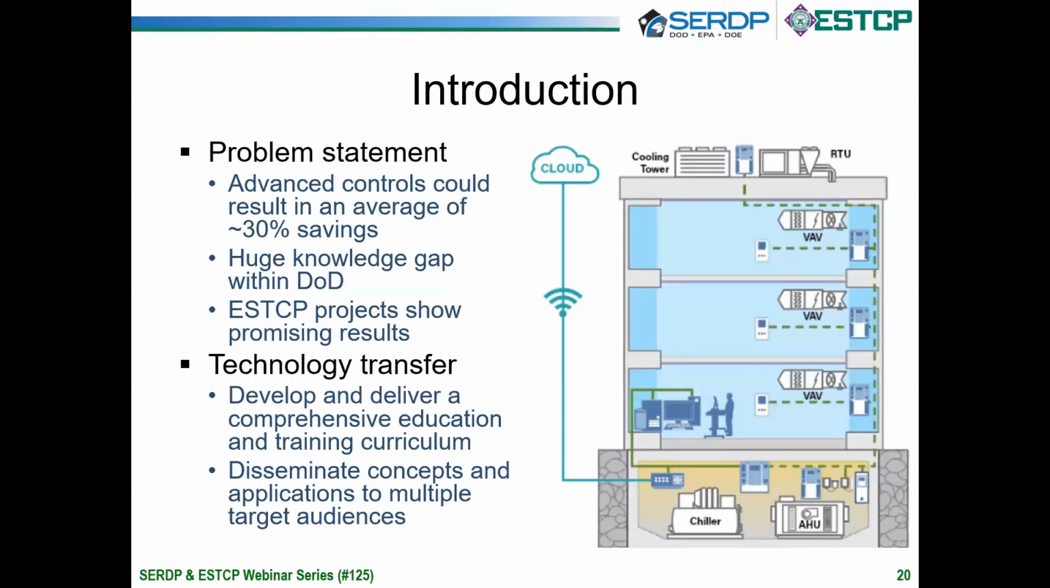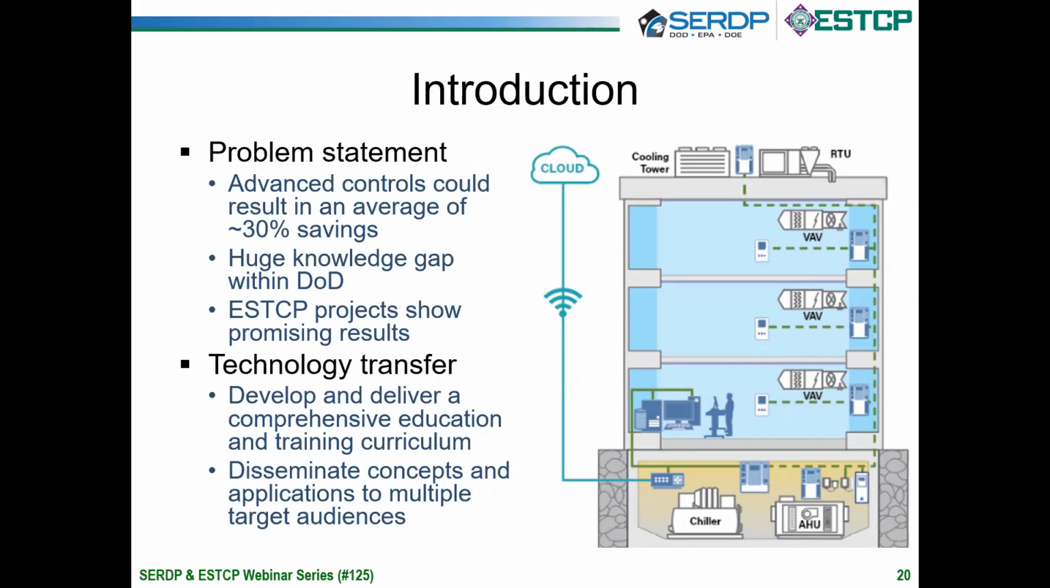All right, so introduction to our ESTCP Advanced Building Controls Tech Transfer Project. So right off the bat, why advanced controls? Well, there have been many research and technology demonstration projects on the potential energy savings of advanced controls in the last several years. One in particular that we reference a lot is a PNNL, or Pacific Northwest National Lab study, that reports advanced controls could result in an average of nearly 30% energy savings.